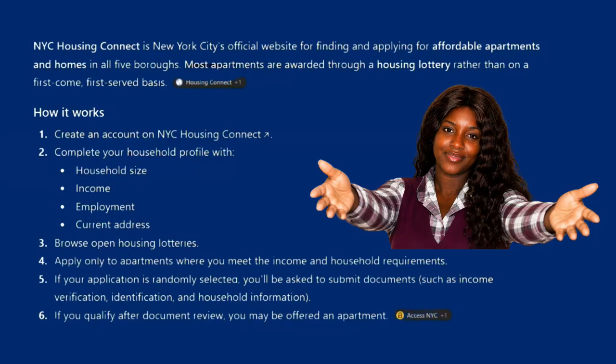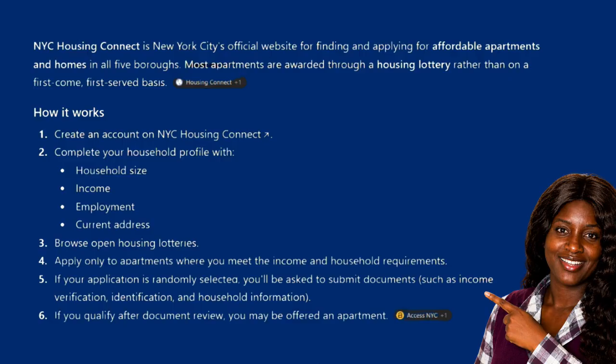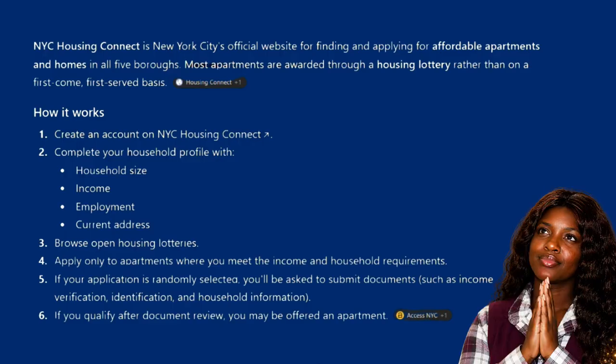So today you're going to find out what is New York City Housing Connect. And here it says New York City Housing Connect is New York City's official website for finding and applying for affordable apartments and homes in all 5 boroughs. Most apartments are awarded through a housing lottery rather than on a first-come, first-served basis. So what that means, they have to select you. You have to be selected.